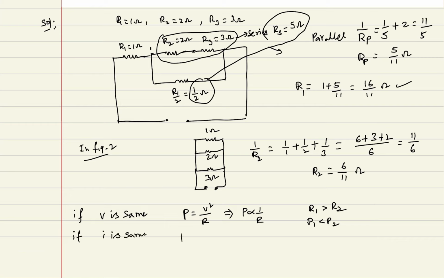Next, if I is the same, the same current is passing through the circuit, P is equal to I square R. Now you can observe that P is directly proportional to R.